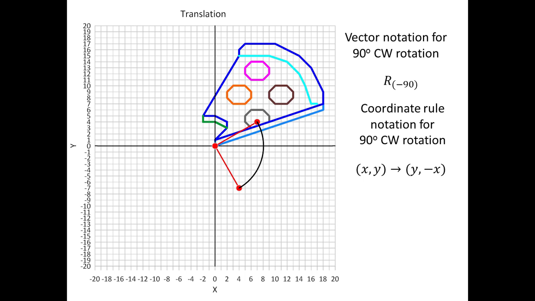The coordinate rule for the notation is as follows. (x, y) goes to (y, -x). So there's a change of sign on the coordinate, as well as the coordinates being swapped. So the coordinates are swapped and the y value is made minus. So the example point (7, 4) then goes to the point (4, -7).